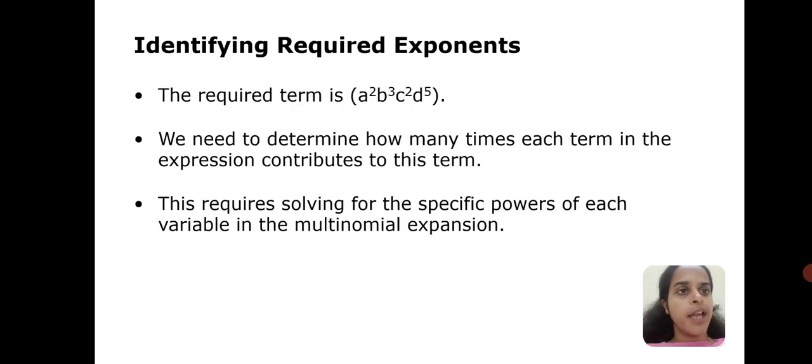Identifying required exponents. The required term is a squared b cubed c squared d to the power 5. We need to determine how many times each term in the expression contributes to this term. This involves solving for the specific powers of each variable in the multinomial expansion.